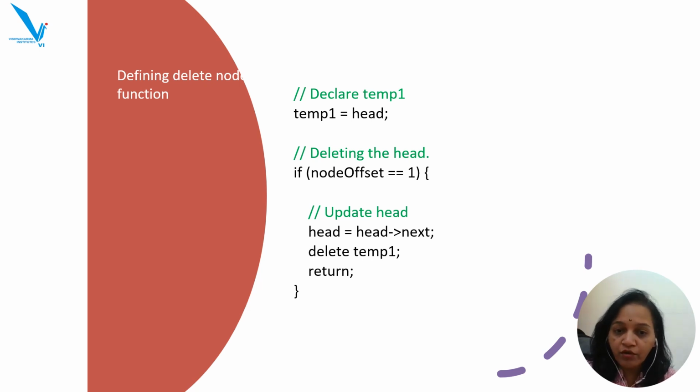Okay, then what you have to do? head is equal to head next. Currently head is pointing to that first node. Now the head will point to the next node. head is equal to head next, and delete temp1. Okay, and return. temp1 was also pointing to the first node, so you will delete temp1 and head will point to the next node. Automatically the first node will be deleted and your head will start pointing to the next node. So the next node will become the first node.